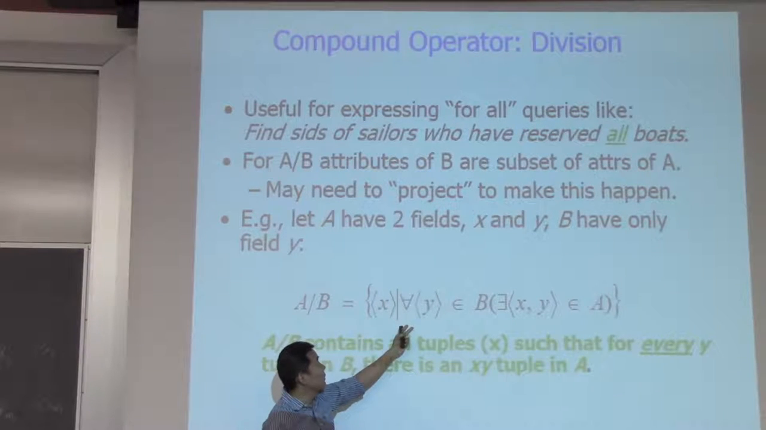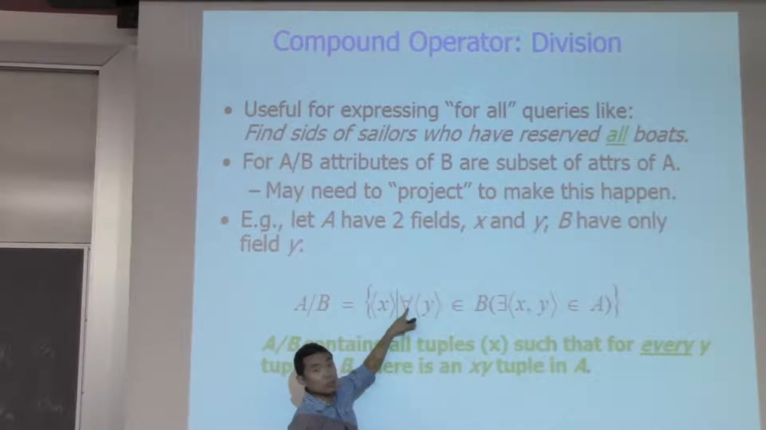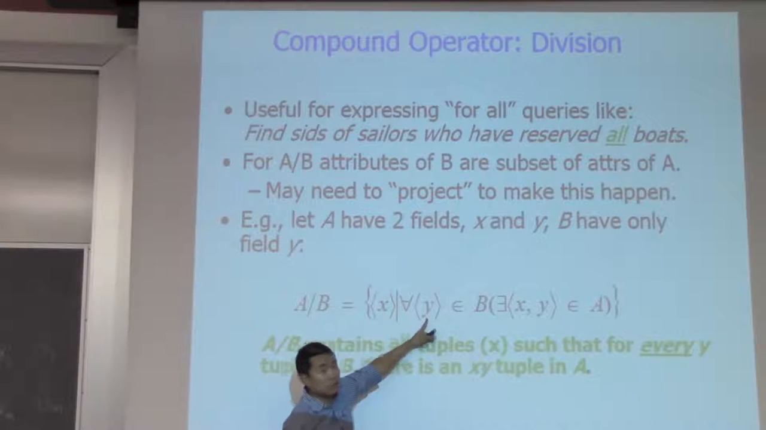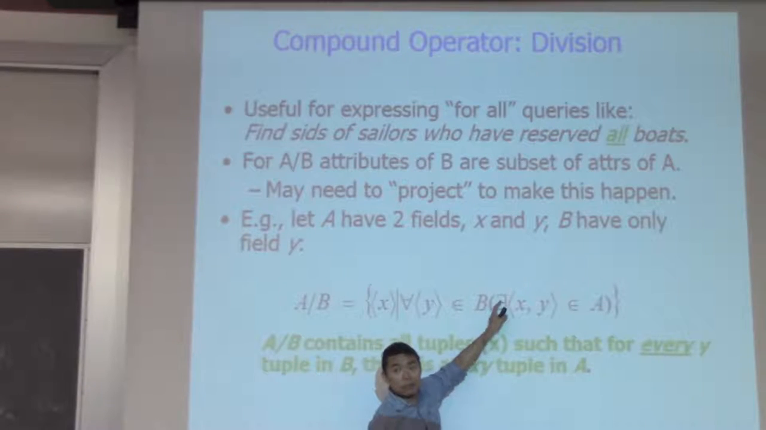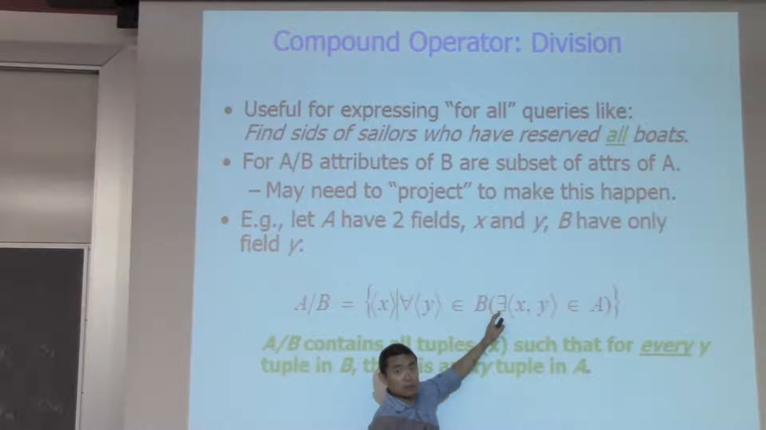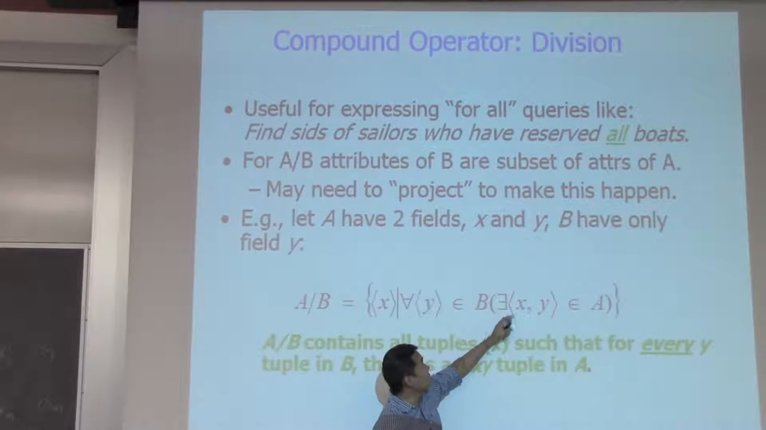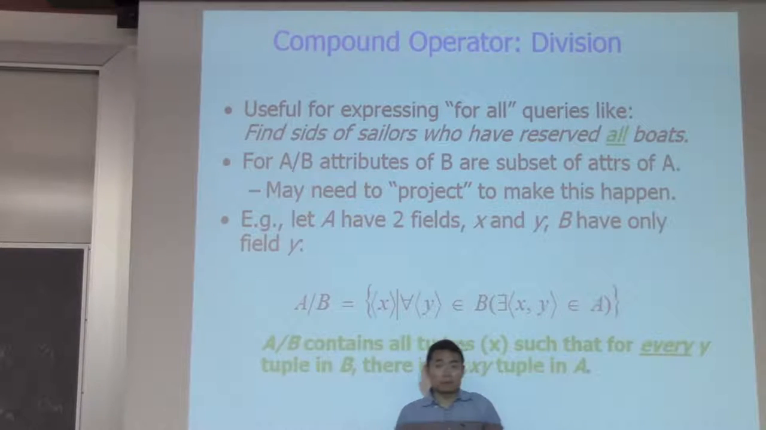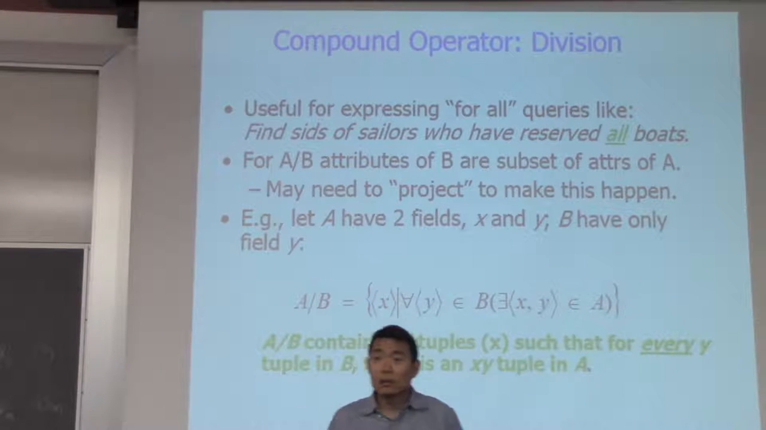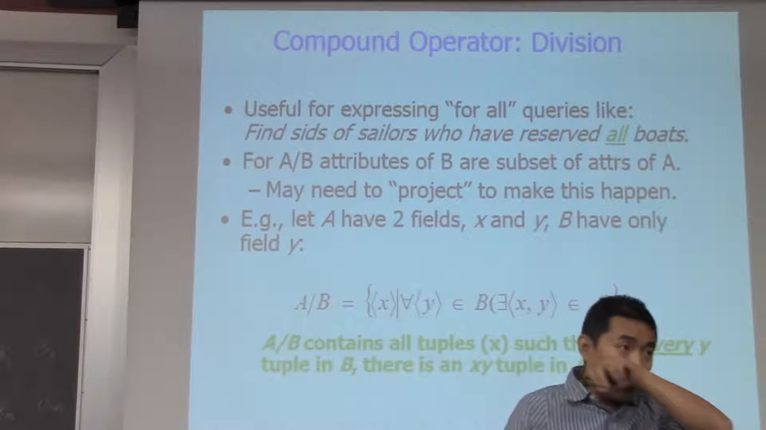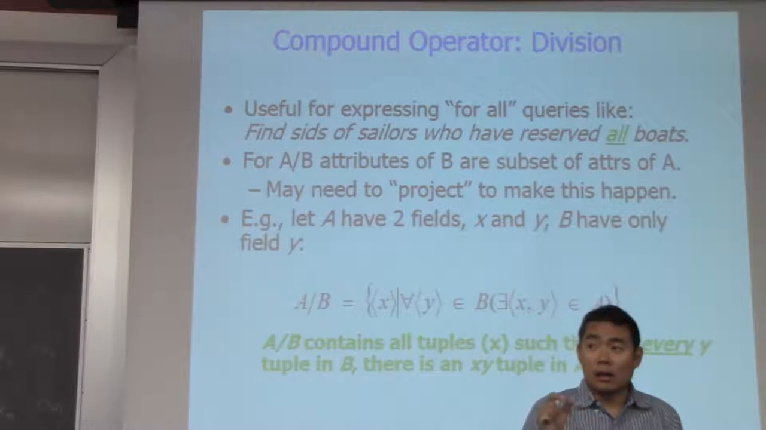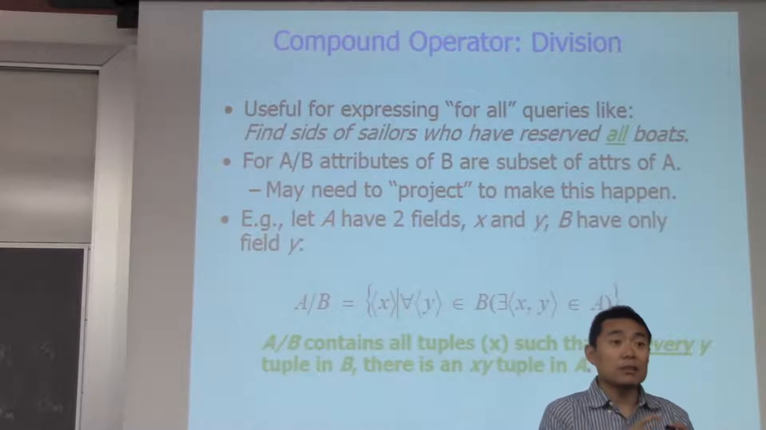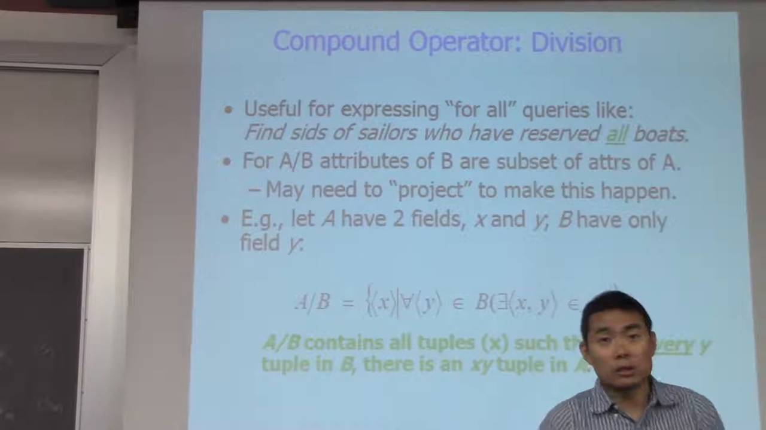such that for any y belonging to B, this bridge, as in exists, there is a pair xy belonging to A. For any y, there must be an x and y pair in A. If that's the case, these are the x I'm looking for.